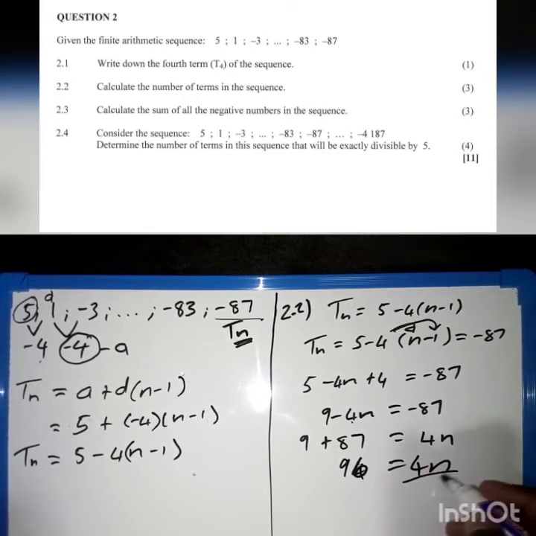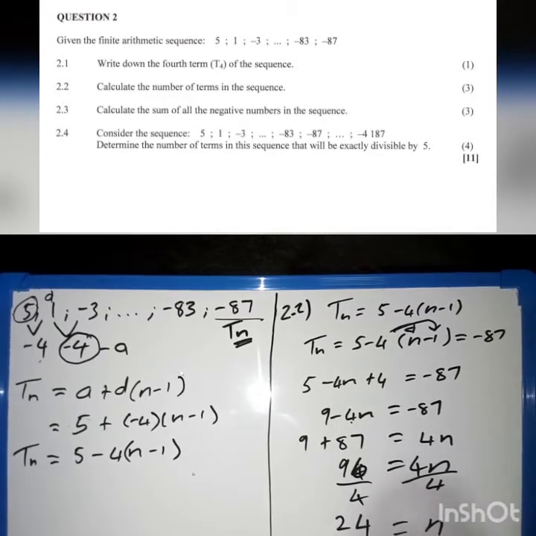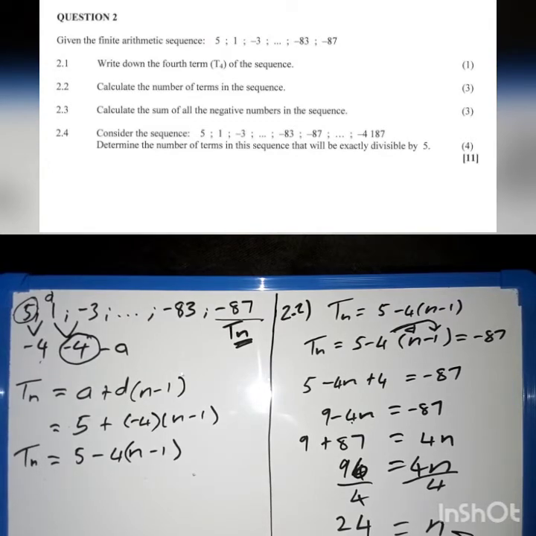Then to solve for n, divide by 4 on both sides. So n will be equal to 24. So 96 divided by 4 gives us 24. So our n is 24. So that's our answer. The number of terms in the sequence will be 24 terms. Alright, cool.